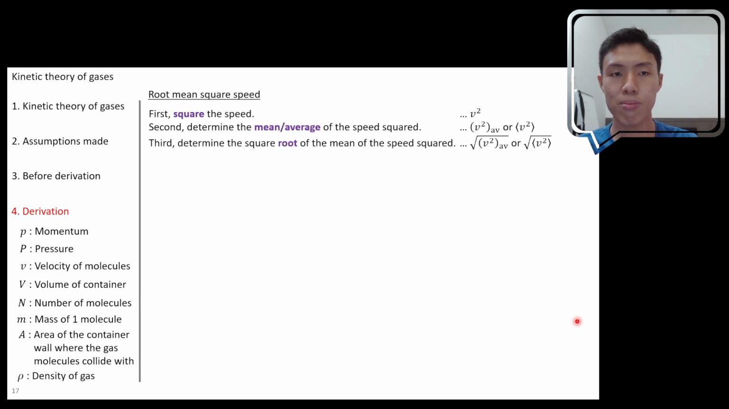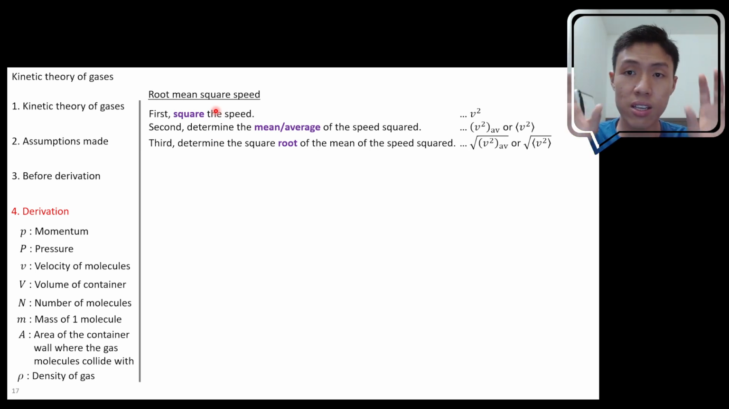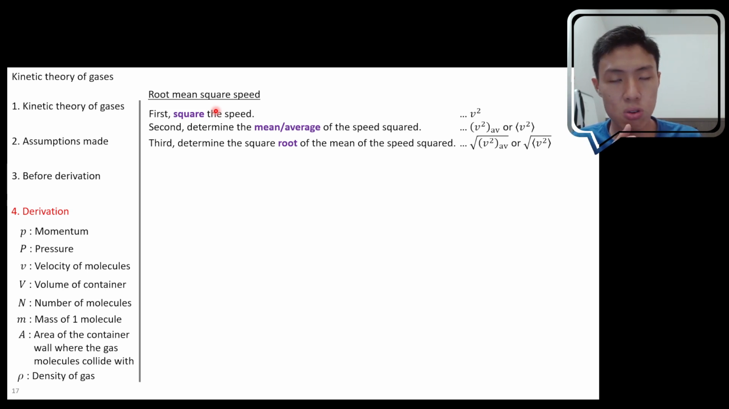So here, let me write it down: what is root mean square speed? Basically, you have all the molecules here. They are all moving in different directions and with different speeds. Some are moving slow to the left, some fast to the right, some slow to the front, some fast to the back, some fast upwards, some slow downwards. They all have different speeds and move in different directions.